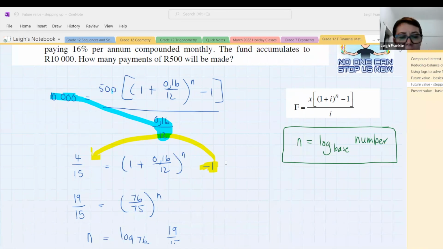Okay, Sasunda, how did we get the 19 over 15? So to get the 4 over 15, Sasunda, we said 10,000 times 0.16 over 12 divided by 500. And then to get the 19 over 15, we took the 1 over to the other side. So it was 4 over 15 plus 1. That's where the 19 over 15 comes from. Okay. Yes, exactly.